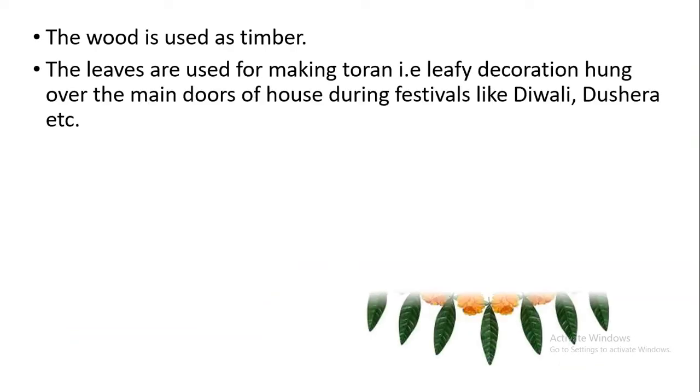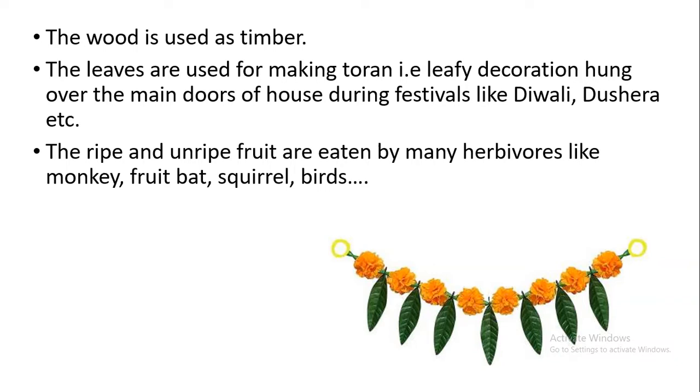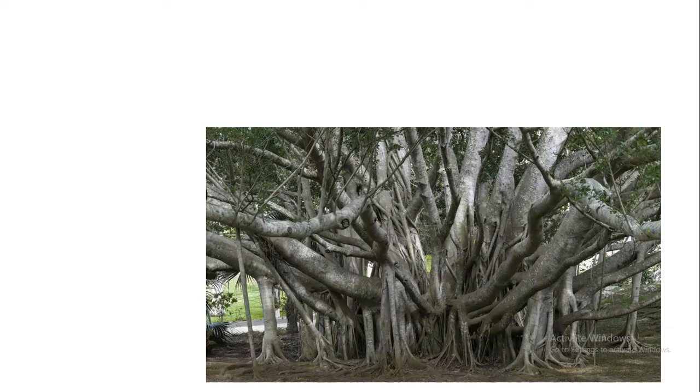The leaves are used for making torans, leafy decorations hung over the main doors of houses during festivals like Diwali, Dussehra, etc. The ripe and unripe fruits are eaten by many animals like monkeys, fruit bats, squirrels, and birds. It is also a food plant of the Bhoran butterfly.